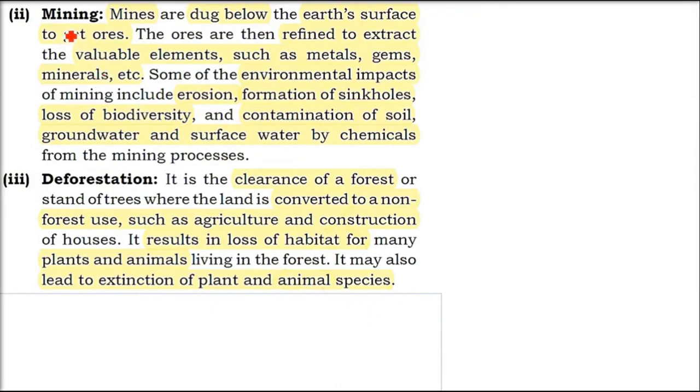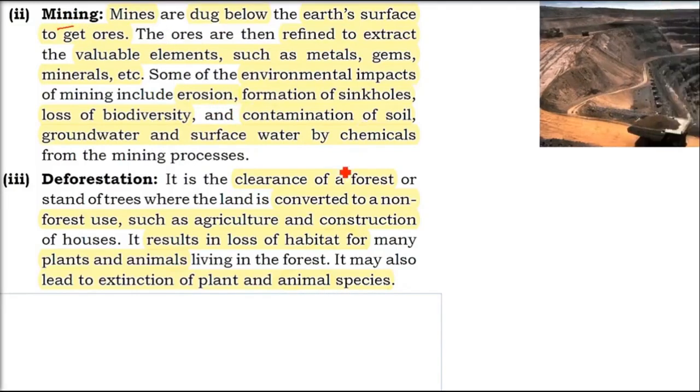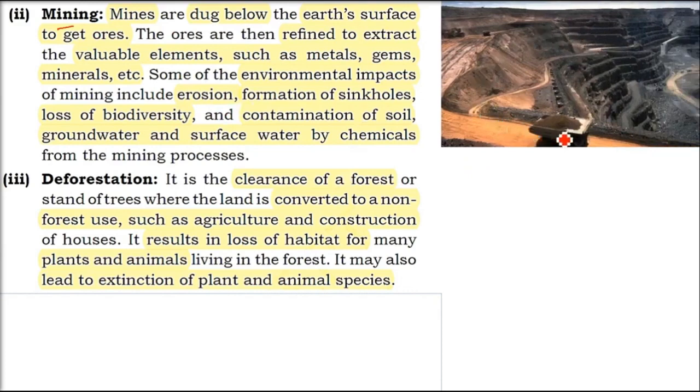Now there is one more thing. We are doing mining. See, I am not saying mining is bad. I am not saying deforestation is bad. At a certain juncture we have to do it if it is highly necessary. But the problem is what we are doing. In mining, a deep hole is dug on earth, and then we try to get ores, important metals and non-metals from here, and then we take these ores and refine them to get valuable elements like metals, such as bauxite, etc. They finally give you aluminium, gems and gold, coal, etc.